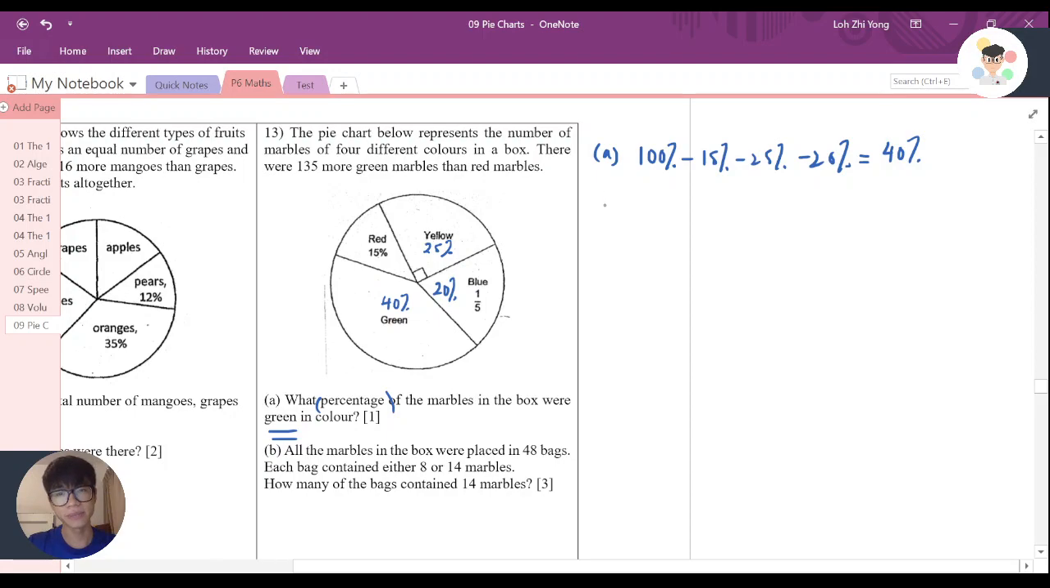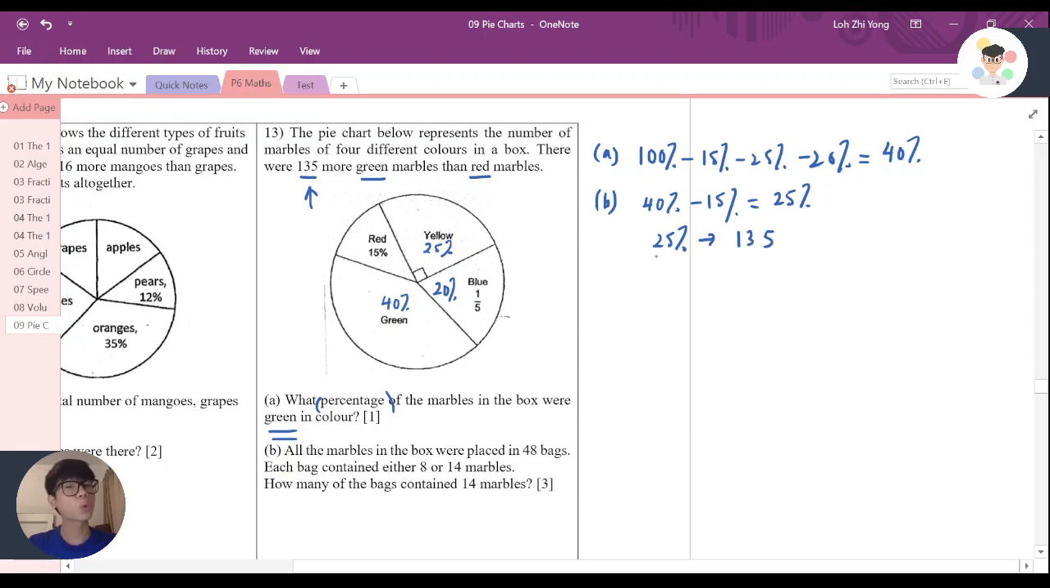Now, B was actually saying all the marbles in the box were placed in 48 bags. But we don't know how many marbles in total yet, right? We know only the percentage. However, there's a tip here saying that there were 135 more green than red. Now, green is 40%, red is 15%. So we can minus 40% minus 15%, and we know it's actually 25%. And we know that 25% is actually 135.